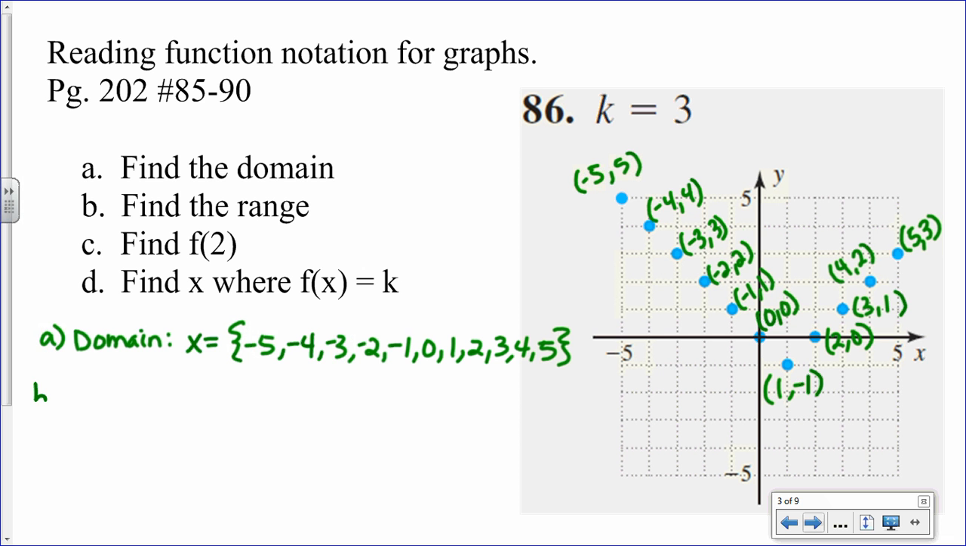All right, then range, we do the same thing. But this time we want our y coordinates. Least to greatest, so remember you're reading bottom to top. So you have negative 1, 0, and you have 2 zeros, but that's okay, just write it once. 1, 2, 3, 4, 5. So negative 1 through 5. So negative 1, 0, 1, 2, 3, 4, 5. It's okay for your y values to repeat on your graph. Only write them once with your domain and range.